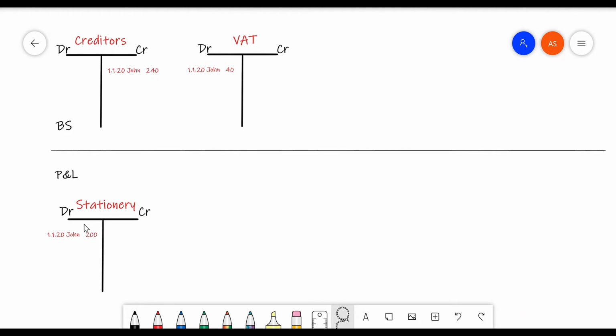We also reflect a debit of £200 in the P&L, our actual cost, under the expense category stationery. So we're left with a debit of £200 and a net credit of £200 in the balance sheet.